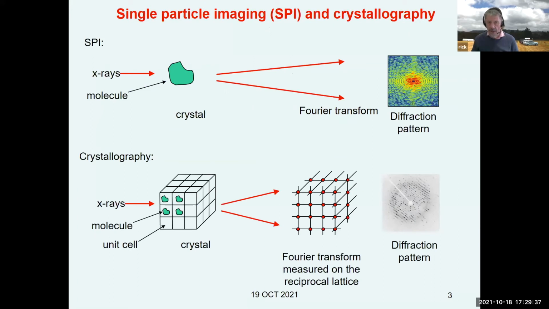Okay, so we have two cases: single particle imaging, where we have a single object diffracting, say, X-rays, and we measure a continuous diffraction pattern. And then we have crystallography, where we have a crystal diffracting X-rays, and we measure a diffraction pattern, and that is the Fourier transform of one molecule, the contents of one unit cell, sampled on the reciprocal lattice. So we'll take a look at both of these, but focusing primarily on the crystallography case.